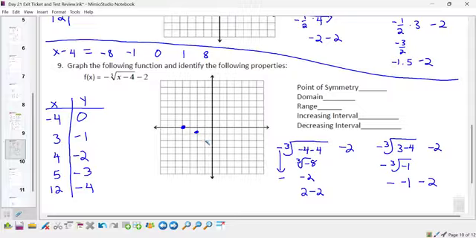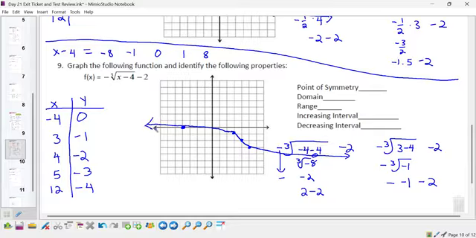3, negative 1. Oh, whoops, I missed. 3, negative 1. 4, negative 2. 5, there it is. Negative 3. And then the next one's going to be like way over here somewhere. I'm just going to aim for it. I'm hard on the tablet. Ooh, I almost missed. Oh, this is ugly. This is so ugly. There it goes.